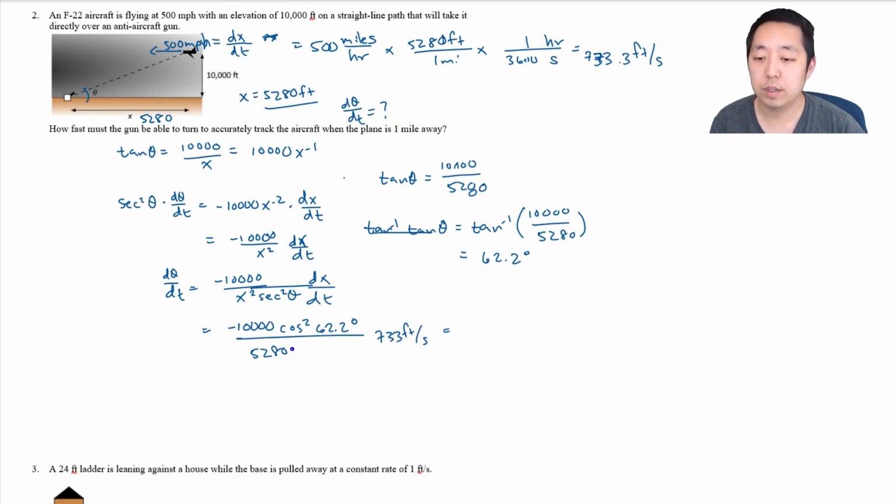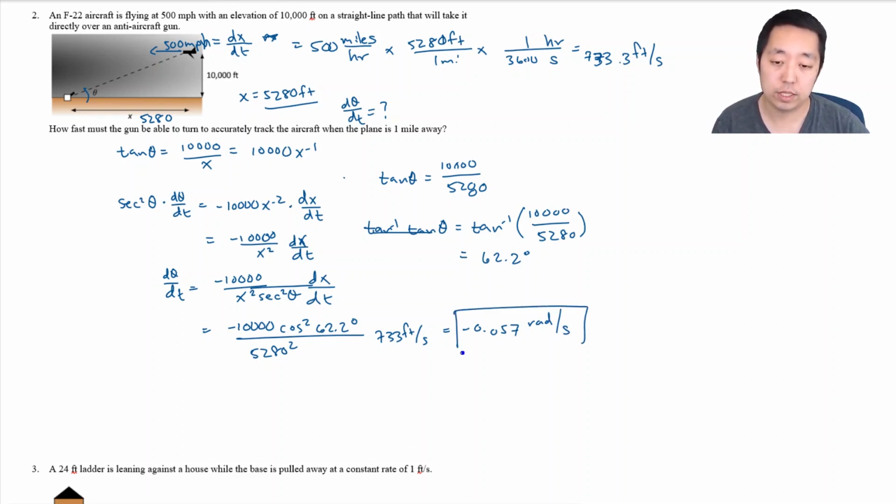Okay, and this is squared. Yeah, all right, good. Okay, and so I get negative 10,000 times cosine of 62.2 squared, divided by 5,280 squared, times 733. I get negative 0.057, and this is in radians per second, because when we're doing trig functions in calculus, it's always in radians. That's how the derivatives and everything work, is assuming radians.